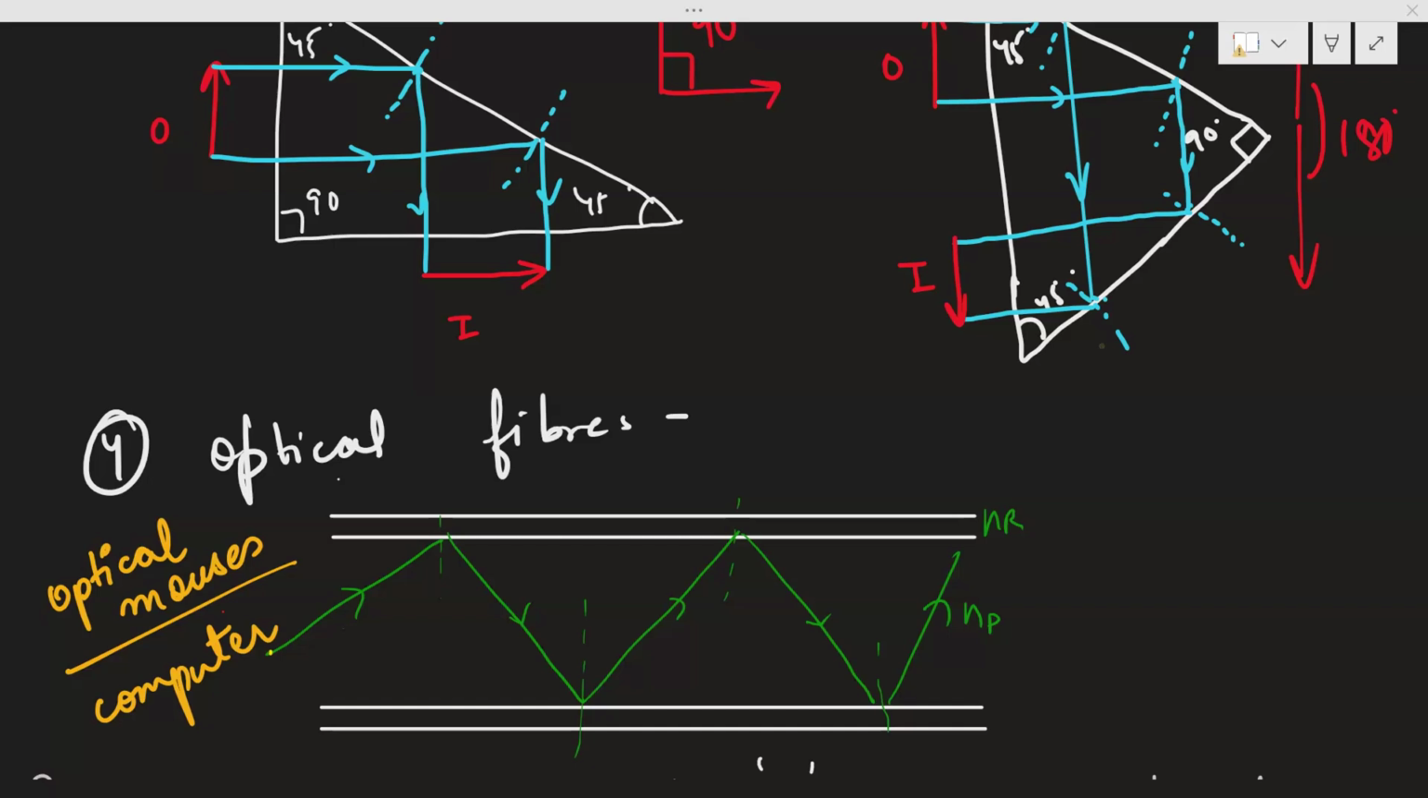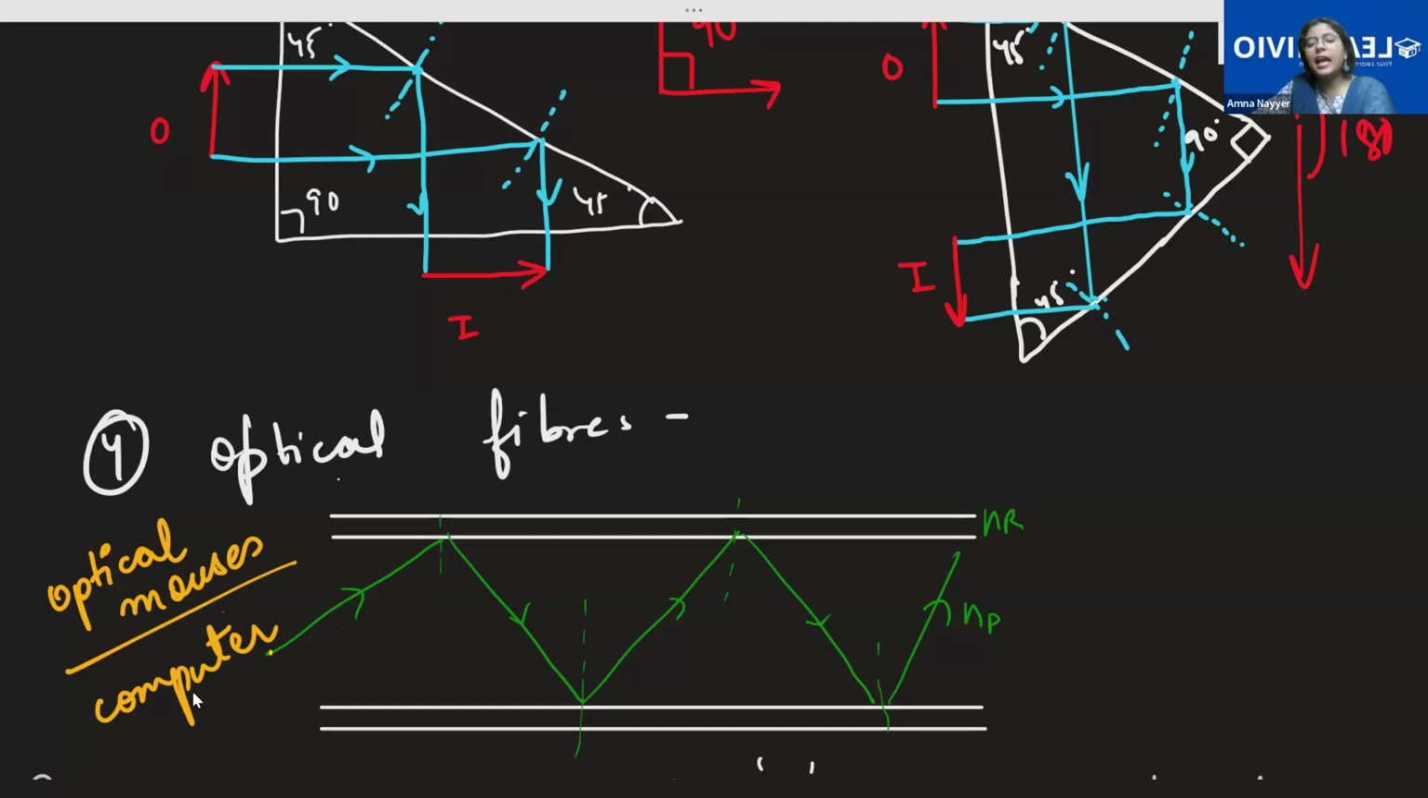Ma'am, this optical fiber, I'm not able to understand. It's image formation I'm not able to understand. Image formation is not there.